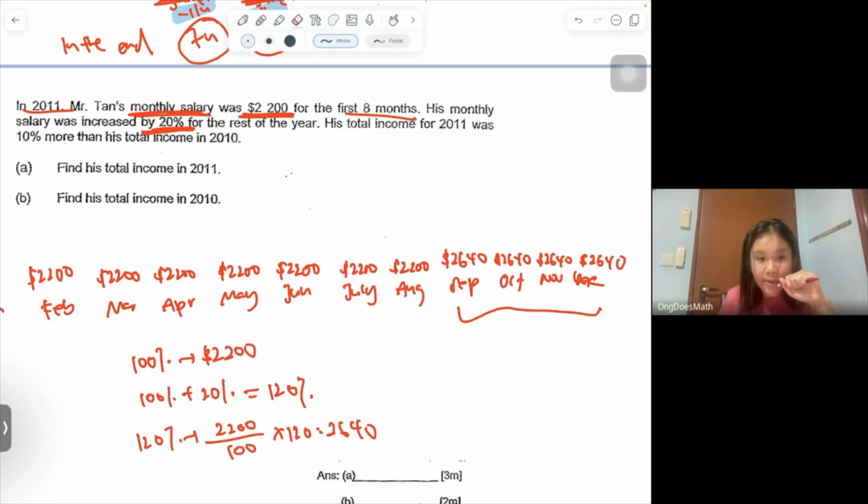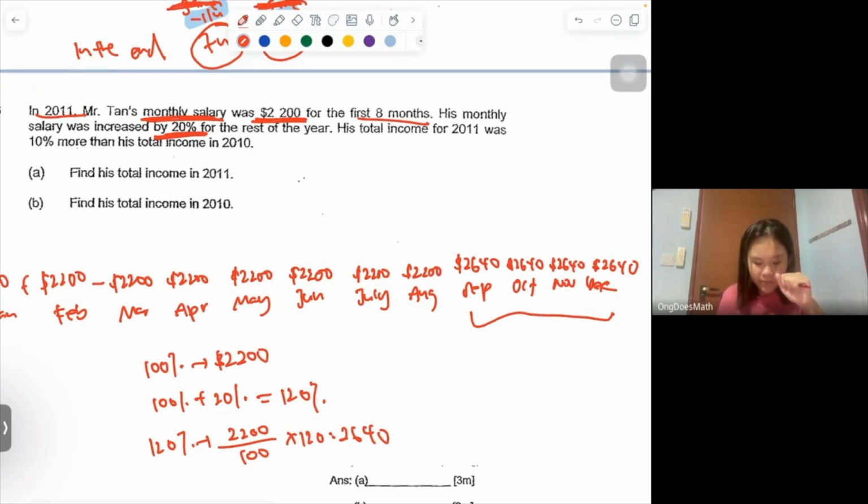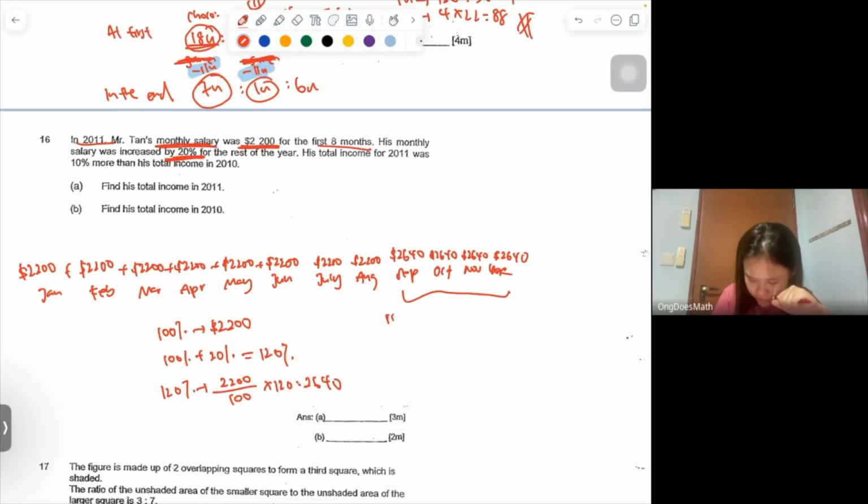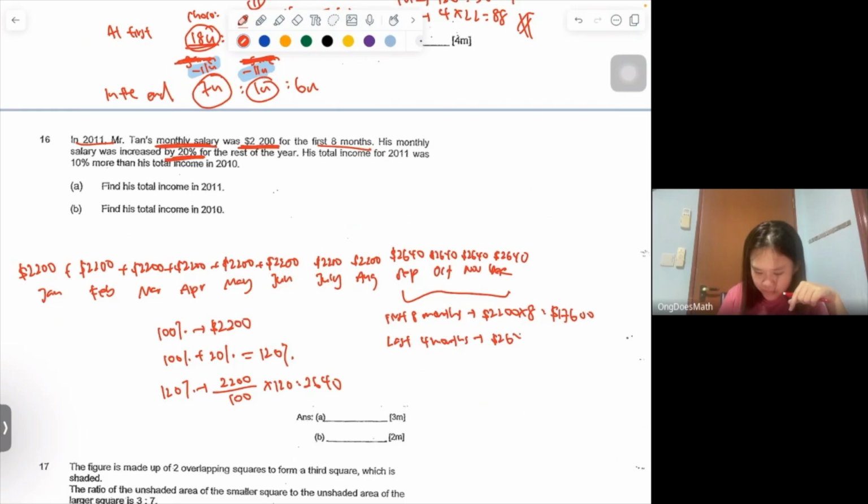So they want you to sum up, which means plus all his monthly salary from January all the way to December. So instead of plussing all of them, we have a very special operator to use, right? Which is our, you're right, it's your multiplication operator. So first 8 months, he would have earned 2,200 times 8. And that will be 17600. For the last 4 months, he will have earned 2,640 times 4.